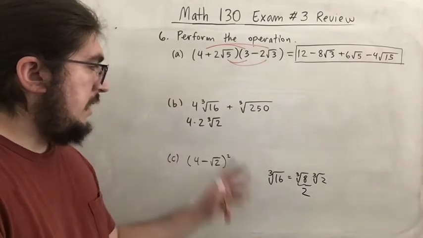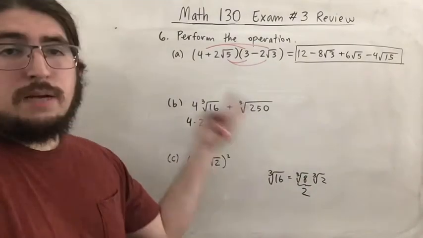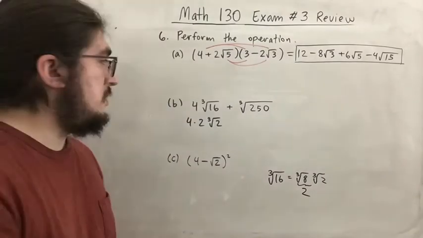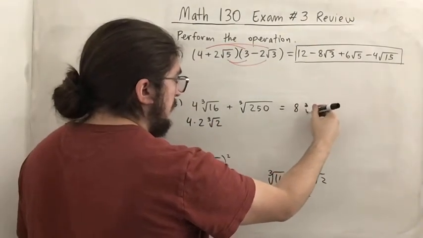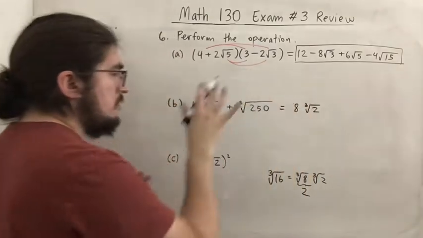It's 8 times 2. 8 comes out of the cube root as a 2 because the cube root of 8 is 2. So all in all, this is actually 8, and I'll write it over here, 8 radical 2 for the first term.